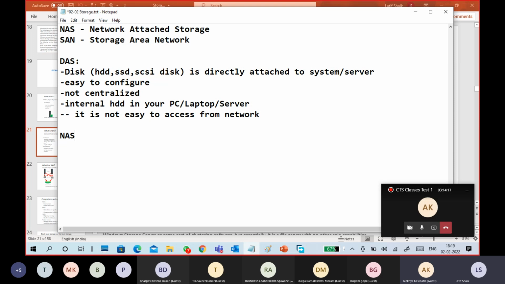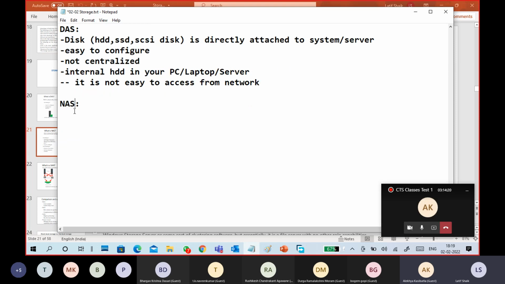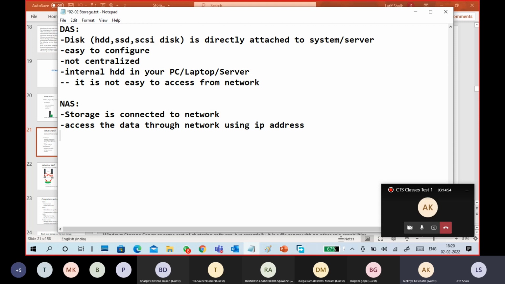So guys, next important is NAS. What is this NAS? Network attached storage. Network attached storage means storage is connected, simply to understand, directly and physically connected to the network. You access the data on the network simply using an IP address. Okay, so that is NAS.